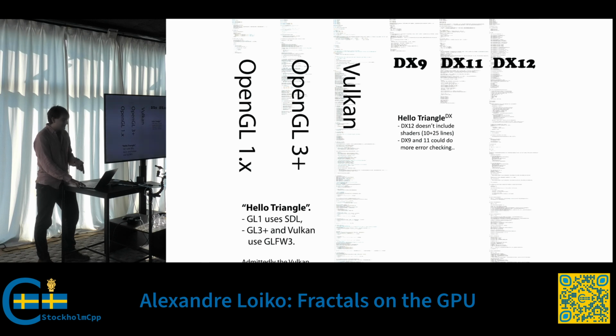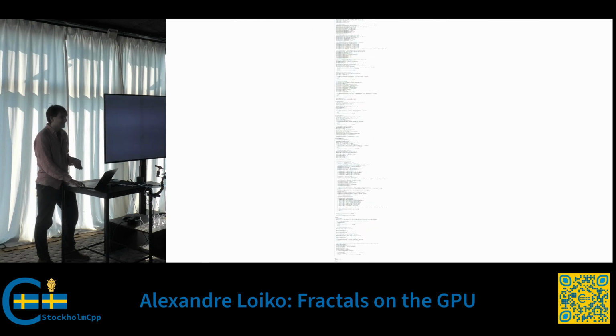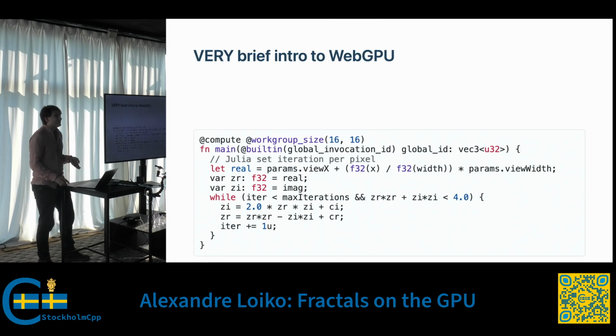Vulkan seems to be in the lead, or at least tied with DirectX 12, if you count the number of rows. But Vulkan continues, and continues, and continues. Apparently this is a bit like cheating, because this Vulkan example has more error checking than the others have. But still, you need to do all that in order to just make a triangle, and I have a bit more complicated things than triangles.